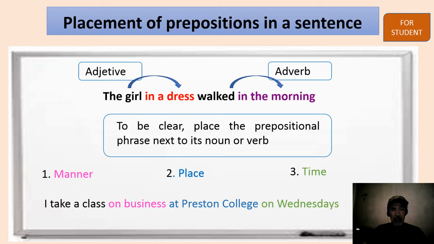We see another form. In pink, the manner. In blue, the place. In green, the time. We see the example. I take a class on business at Preston College on Wednesday.